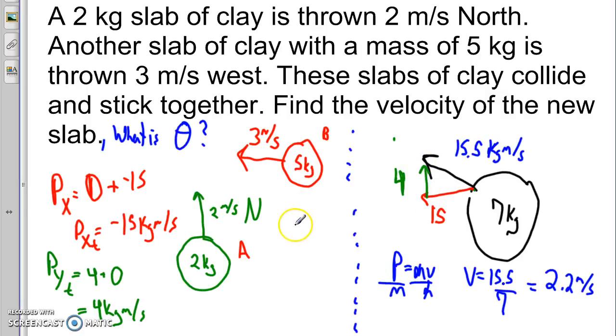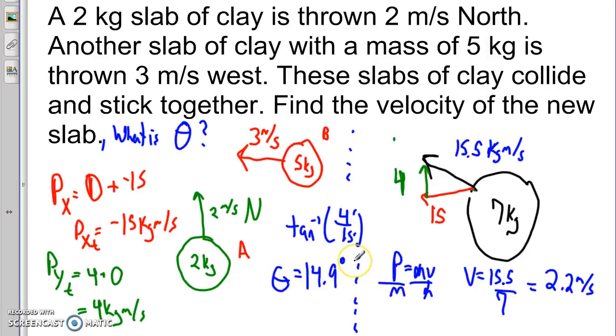So the angle is going to be the inverse tangent of opposite over adjacent, which is 4 over 15. So if I take the inverse tangent of 4 over 15, I get 14.9 degrees. So theta is going to be 14.9 degrees.